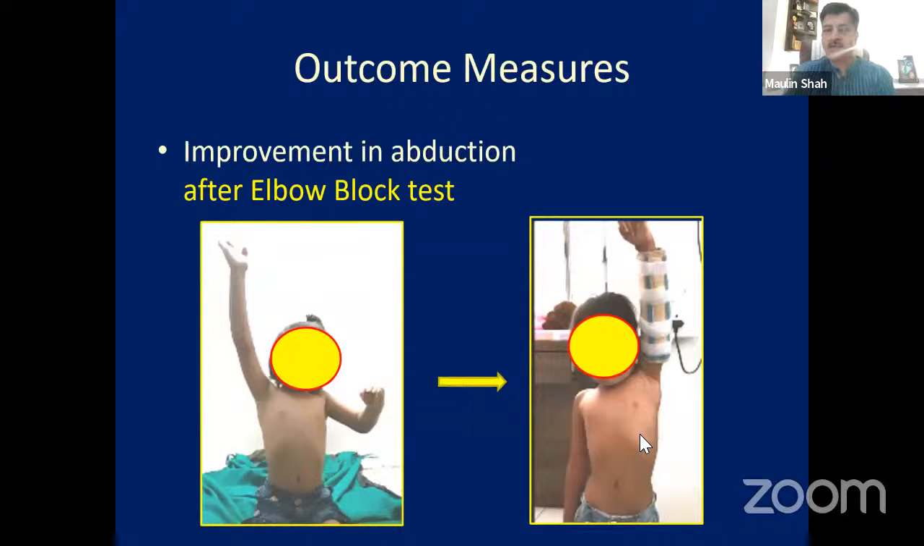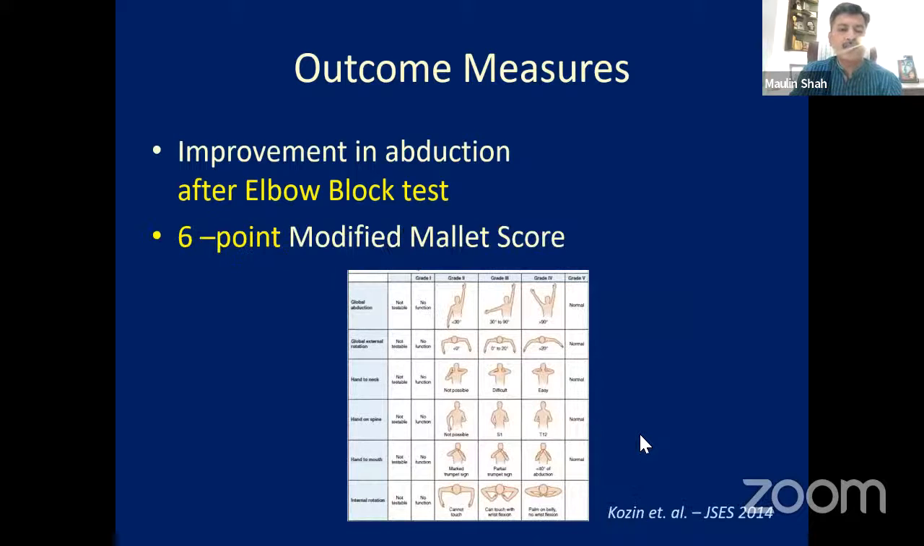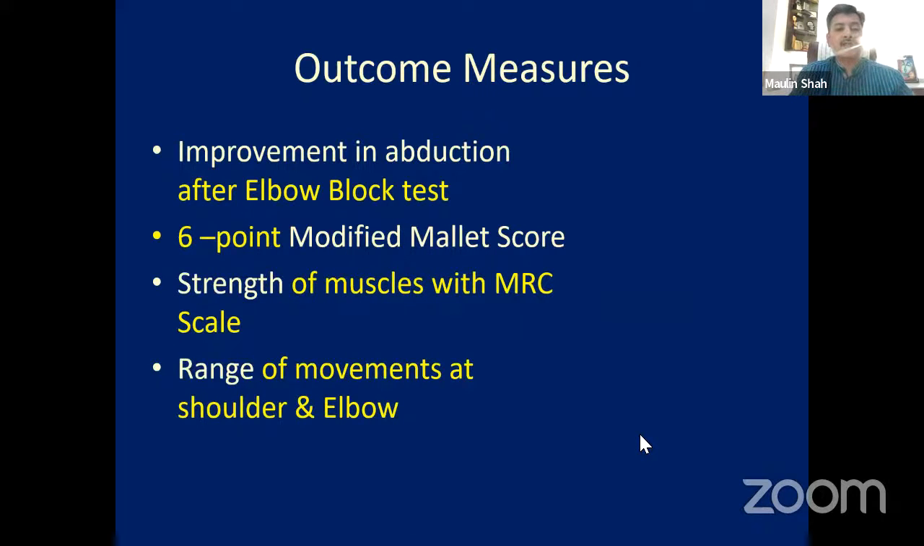What outcome measures did we use? We measured the degrees of improvement in elevation after the elbow block test. We used the 6-point modified Mallet score as described by Scott Cousin, which also includes hand to belly function. We measured the strength of muscles of the upper extremity with the MRC scale and measured the range of movement at the shoulder and elbow joint.